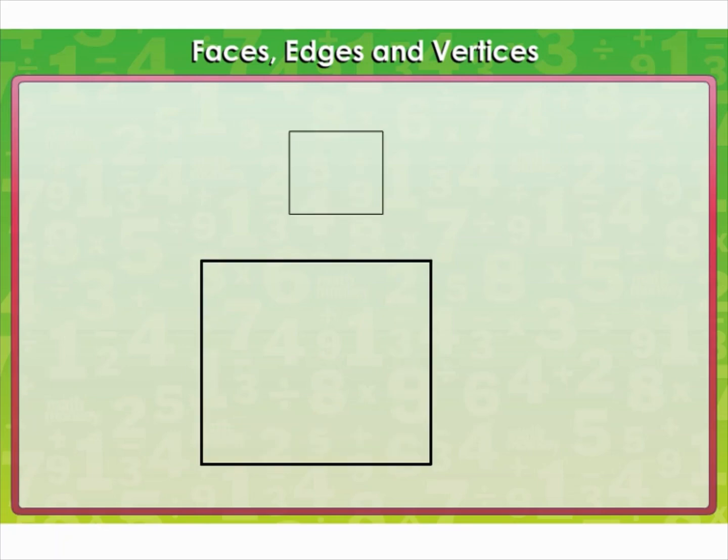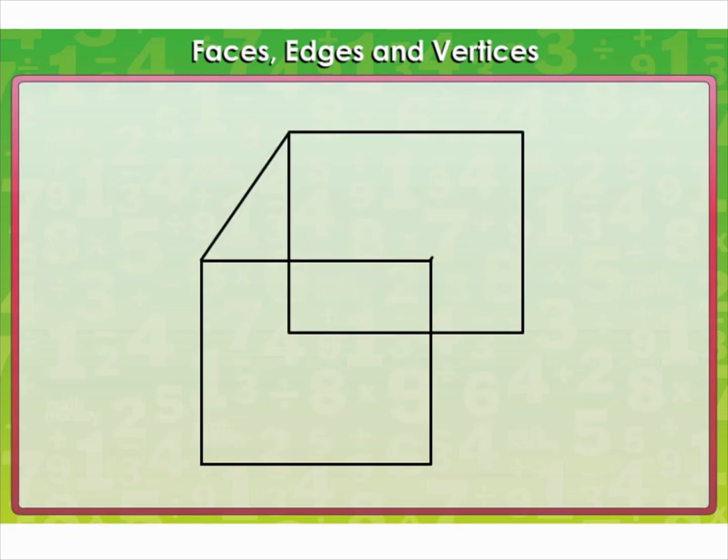Faces, edges, and vertices. Consider the cube. Cube is made up of squares. In a cube, all the sides are equal and all the faces are the same area.